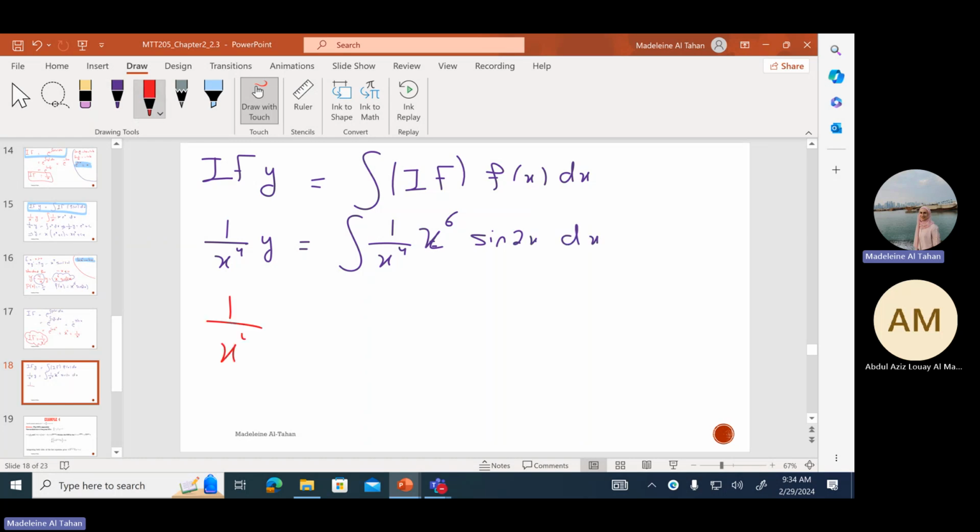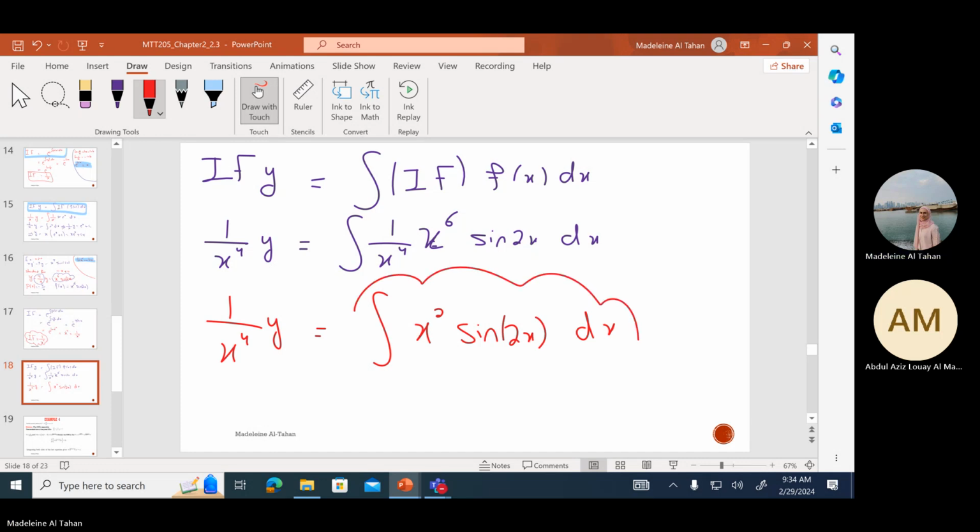So 1 over x to the 4 y equal. Do we have this one on the table of integration? Can I go to the table of integration and just pick it? So this one is which case? Polynomial times what? Sine. So what's the easiest method? Tabular integration. Okay, go back to the formula of the last lecture, which was about tabular integration, and apply it here.